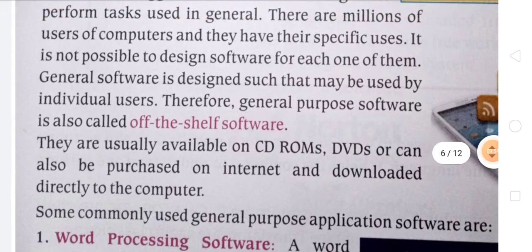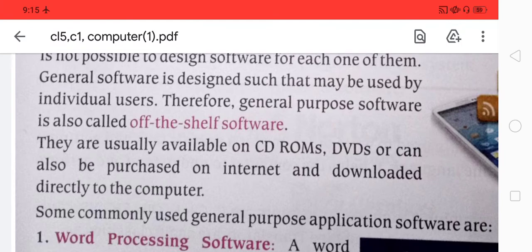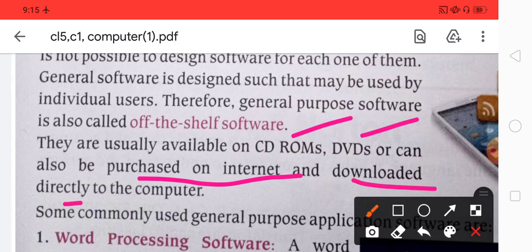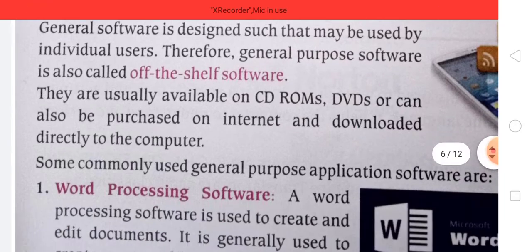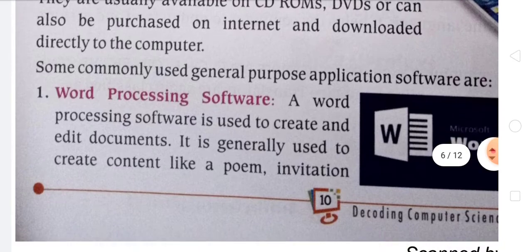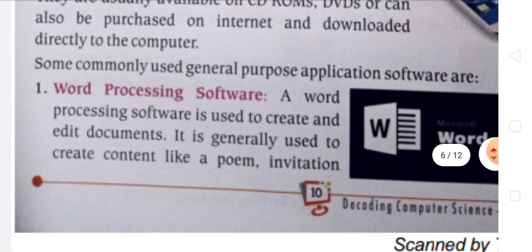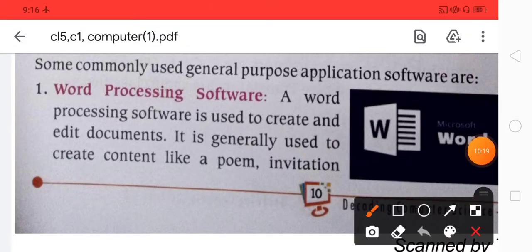They are usually available on CD-ROMs and DVDs, and can also be purchased on the internet and downloaded directly to the computer. Then, in general purpose application software, we can look at some examples. So you all know what Word is.